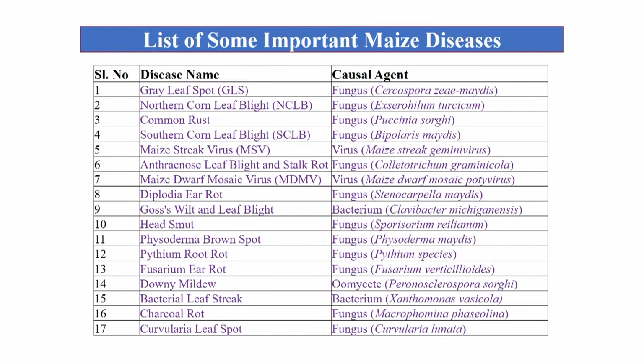First is grey leaf spot, in short GLS. It is a fungal disease caused by the Cercospora pathogens. Next is northern corn leaf blight, which is also a fungal pathogen, and rust is also there. The next is common rust, and southern corn leaf blight is also an important disease of maize. And the next are maize streak virus, anthracnose leaf blight, maize dwarf mosaic virus, diplodia ear rot, wilt, leaf blight, and so many diseases that are causing yield reduction.